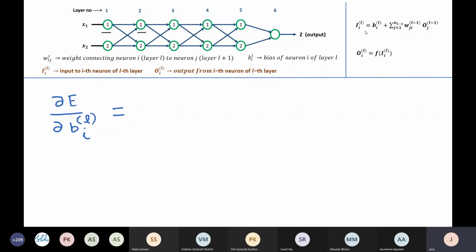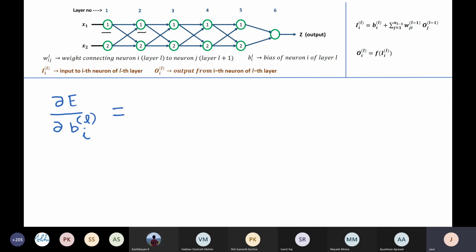Sir, am I audible? Yes, you are audible. I don't know if it's correct, but I think it's n of L minus 1 into delta I of L. Of course, we need to try. Its correctness we can verify later on. What is that? Will be n of L minus 1 into delta I of L.